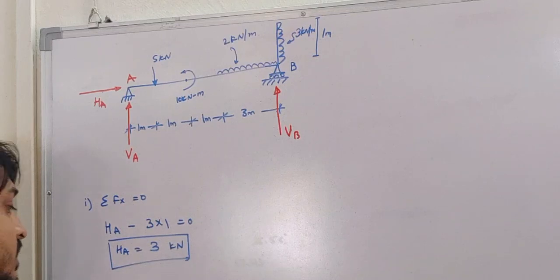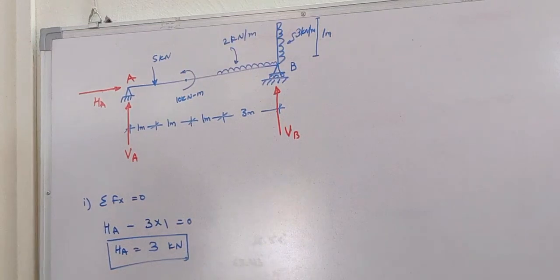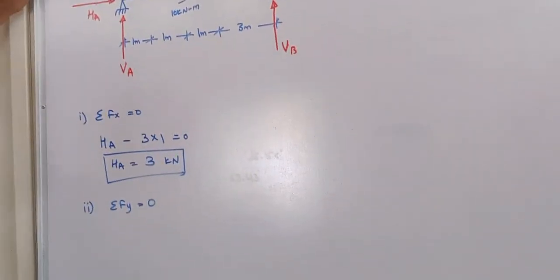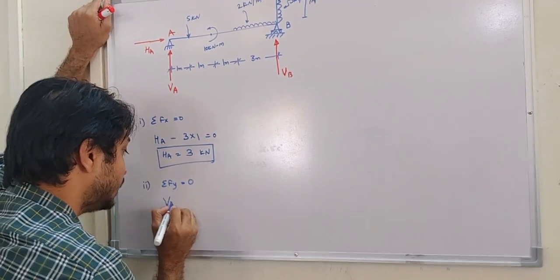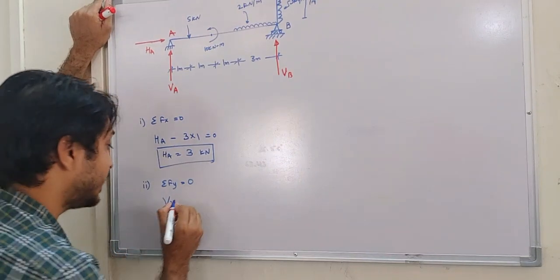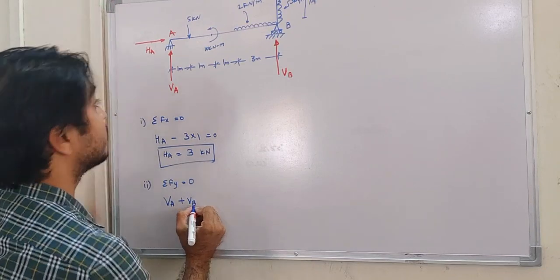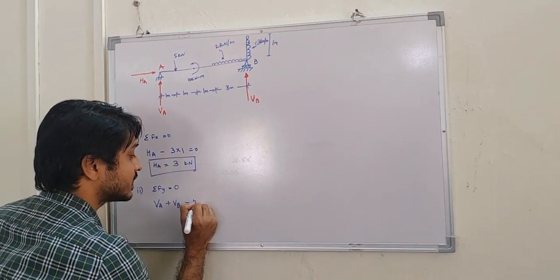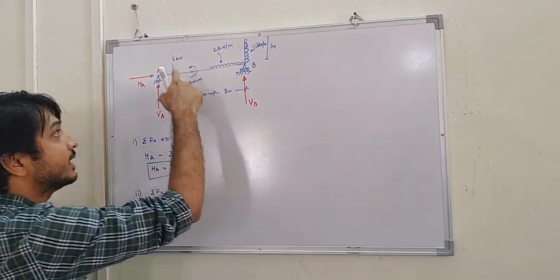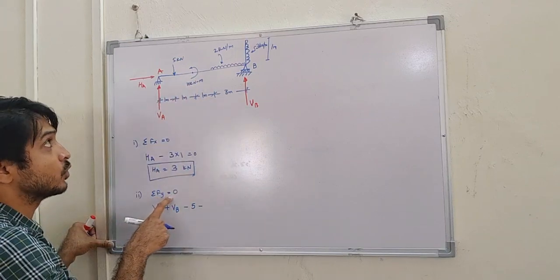Second one, summation of vertical forces is equal to 0. If I take summation of vertical forces, we have one VA here and one VB here, that is VA plus VB, and this 5 kilonewton is acting in the downward direction, minus 5. Then this 10 kilonewton meter is a moment, so we will not consider it here because we are calculating forces, right?